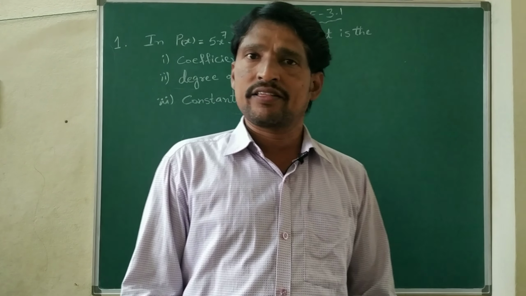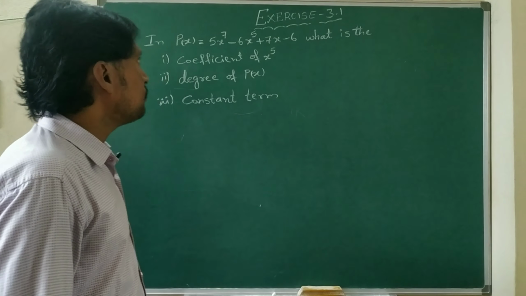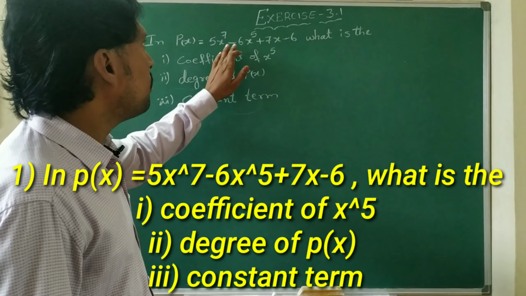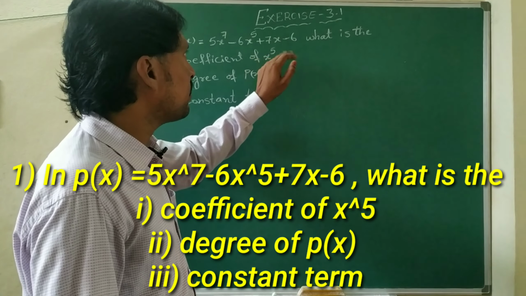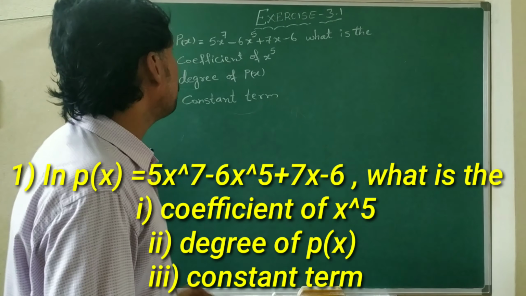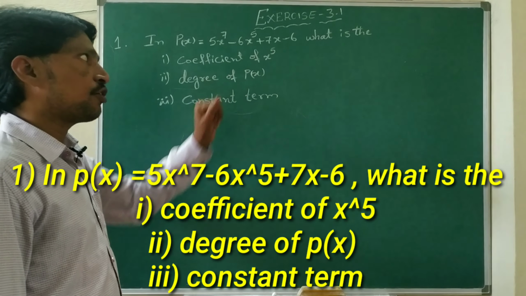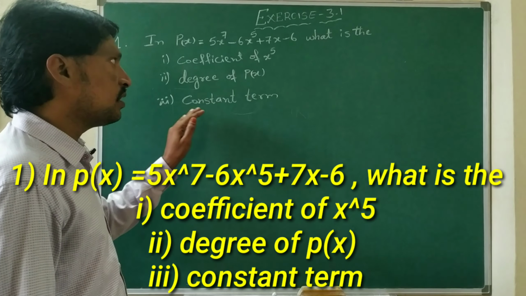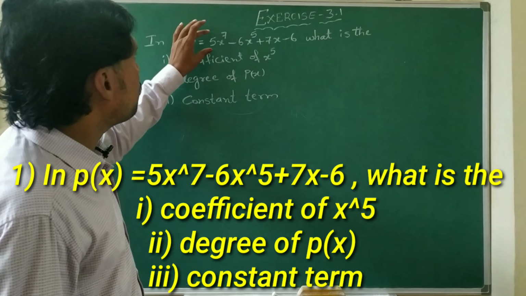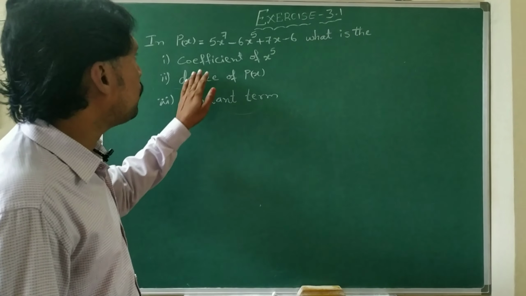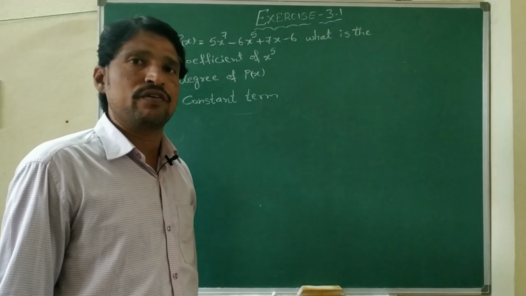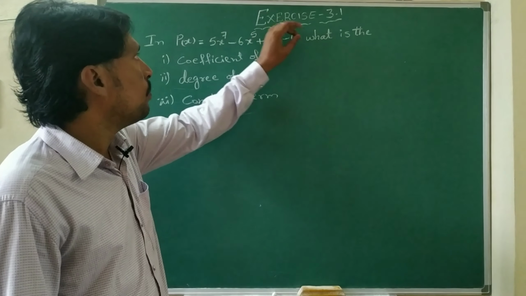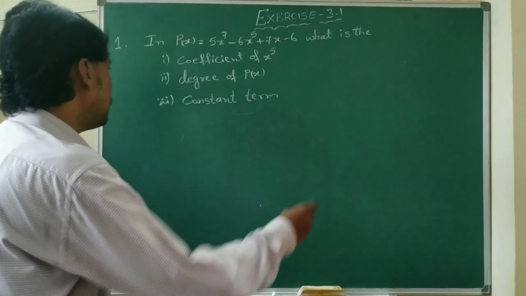Let us see exercise 3.1, first problem. In P of x equals 5x power 7 minus 6x power 5 plus 7x minus 6, what is the first one? Coefficient of x power 5. Second one, degree of P of x. Third one, constant term. So in this given polynomial P of x, we need to find the coefficient of x power 5, the degree of the polynomial, and the constant term. So see here the solution.